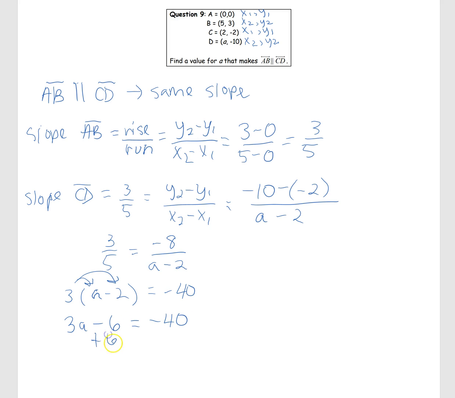And adding 6 to both sides of my equation gives me 3a equals negative 40 plus 6, which is negative 34. And I'm just going to rewrite this over here. We have 3a equals negative 34. Dividing by 3 on both sides gives me a equals negative 34 over 3, which is as simplified as I can make that, so I'm just going to rewrite it. Negative 34 over 3. And that's my answer for a value for lowercase a, which makes these two line segments, or these two lines that go through these points, parallel.